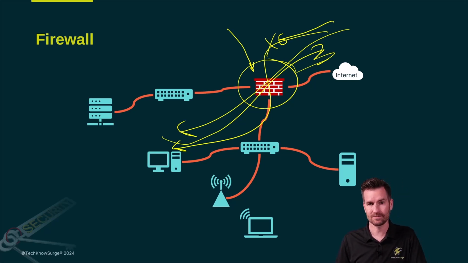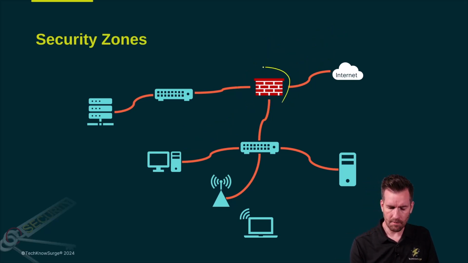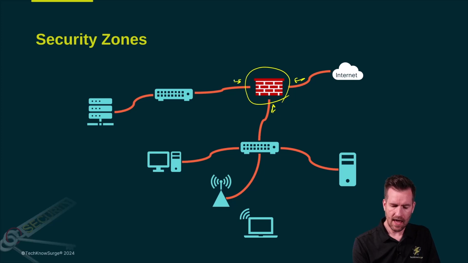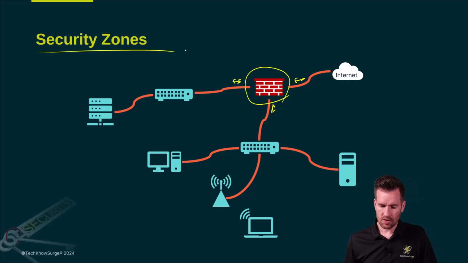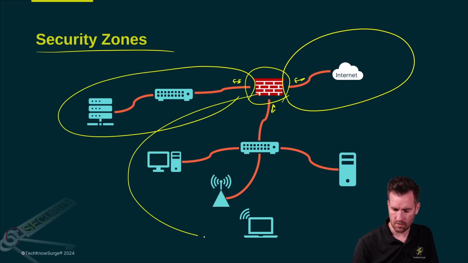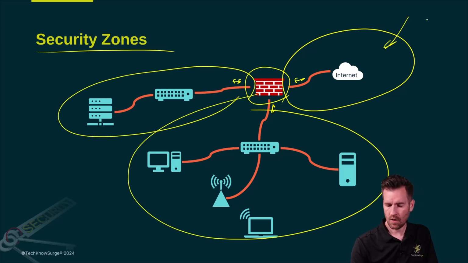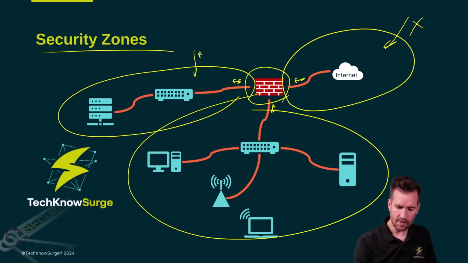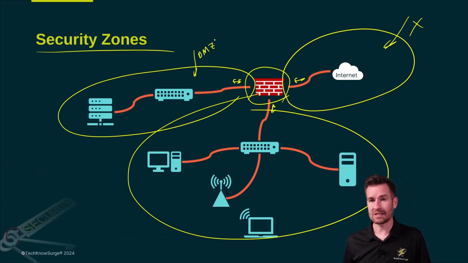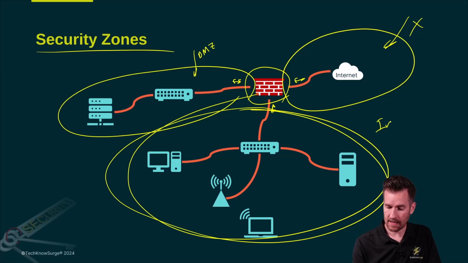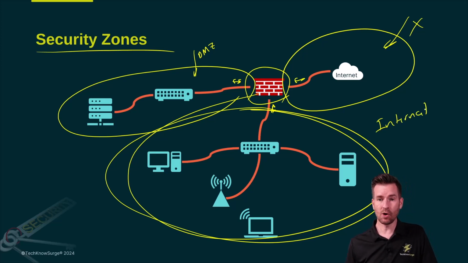inside and outside of these networks. One of the key ways a firewall makes its decision is by the interface and whether the traffic is coming in or out of each of these interfaces. You can think of these as security zones. So in this instance, you really have three different security zones. You've got the internet, which is considered the least secure. You've got the screened subnet or the DMZ, which is considered more secure. And then you have this zone, which is the internal network, which is the most secure.